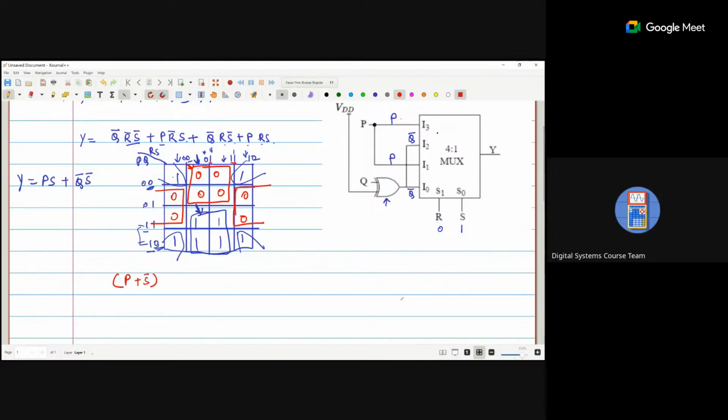And for this group, Q is 1 and S is 0, so Q bar plus S. Again we check the options. In the options you can see 2 terms are not available, 3 terms are available. That means they are creating one more group. And in the question you can see they are not asking about the simplified expression. So one more group is created here.